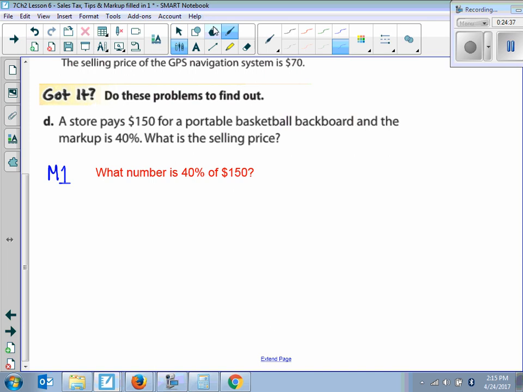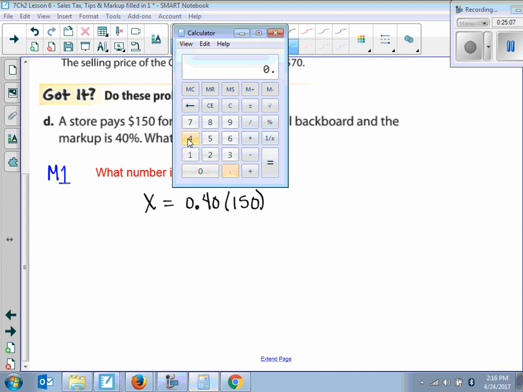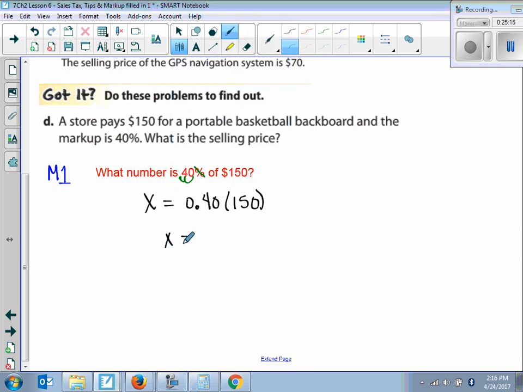So now we can translate to a math sentence. X equals the 40%, we need to change that to a decimal. So that's going to be 0.40, or 0.4, times 150. So when we multiply 0.4 times 150, what do you get? $60. So X is equal to $60.